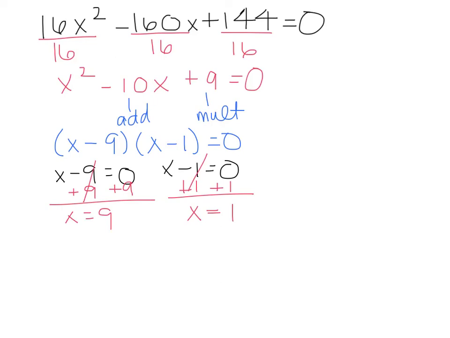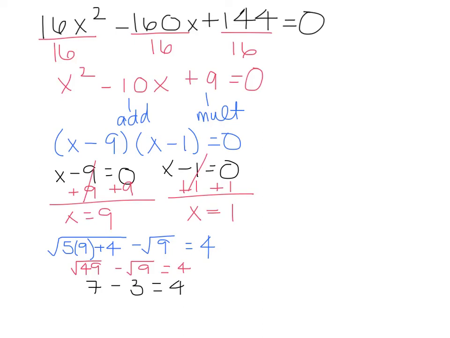So I need to plug my 9 and my 1 into my original equation. So let's start with the 9. So I have 5 times x, so 5 times 9, plus 4 minus the square root of 9 equals 4. Okay, so 5 times 9 gives me 45, plus 4 simplifies to the square root of 49. All right, let's see. So the square root of 49 is 7. The square root of 9 is 3. And 7 minus 3 gives me 4. So x equals 9 is definitely a solution.